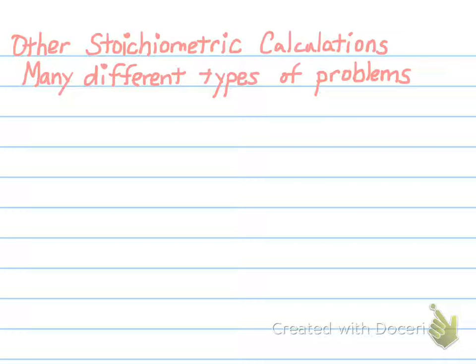So, in addition to a mass calculation, there are many other stoichiometric calculations, and there are many different types of problems. There can be mole, so that means what you're given to start with is in moles, and what you're asked for is in moles. Mass, so given grams, asked to convert to grams.